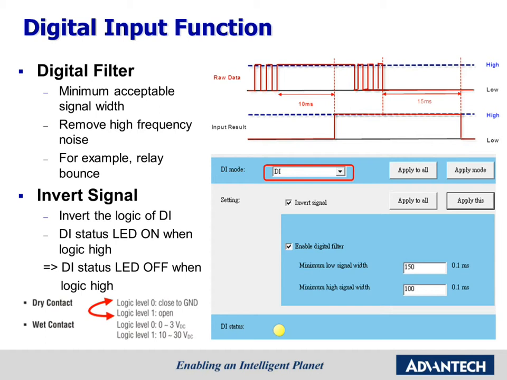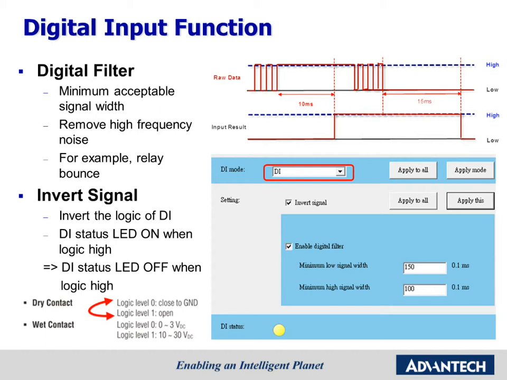The other function is the invert signal function. If the DI status LED on means logic high, when you invert the signal, it will make the DI status LED off, and it also becomes logic low. By clicking the function, the logic of DI will be inverted, which means the logic definition for both dry and wet contact on the product spec will be different.